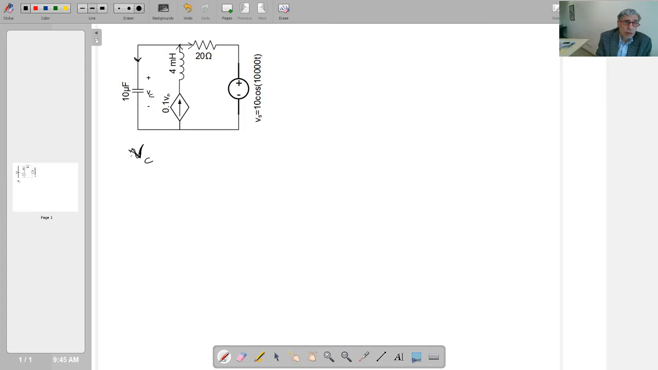If you consider this node, the KCL, Kirchhoff current law equation, is going to be this current, which is the capacitor current. The sign is positive because it is coming out of the node. This current is towards the node, and that is minus IL. And this current is coming out of the node, so plus IR is equal to 0. So I can write this current in terms of VC, and I can also write that IR in terms of VC.